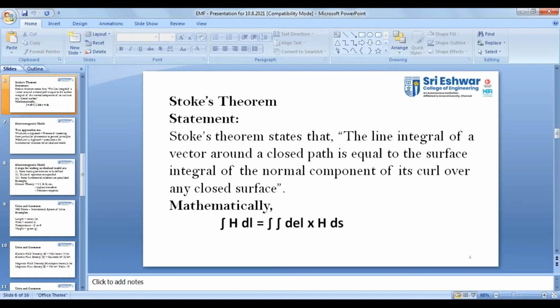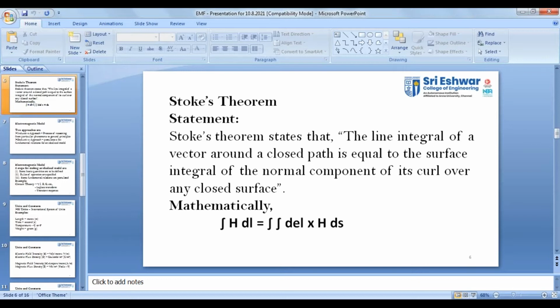So Stokes theorem states that the line integral of a vector around a closed path is equal to the surface integral of the normal component of its curl over any closed surface. Mathematically, I am repeating it again: the line integral of H dl is equal to the double integral of del cross H ds. As I said already, the verbal statement will have 1 mark and the mathematical statement will have another mark.